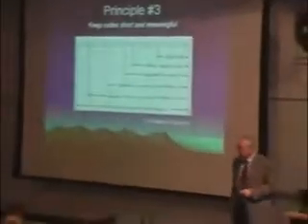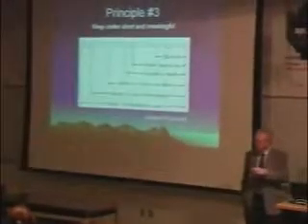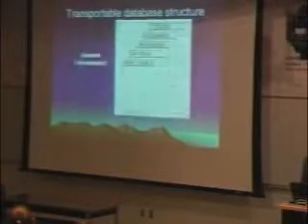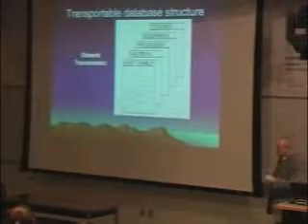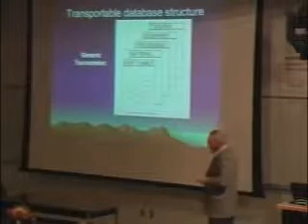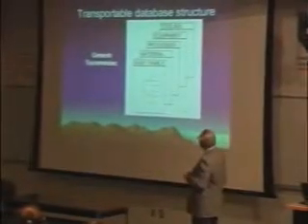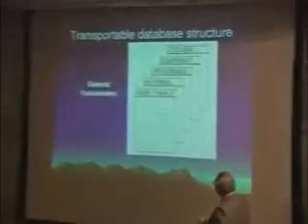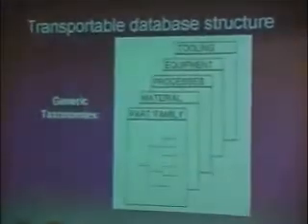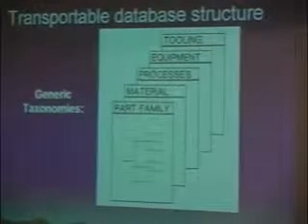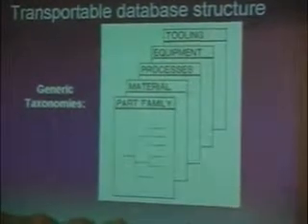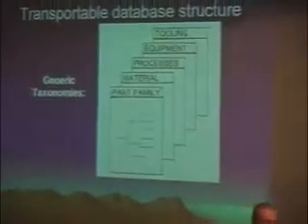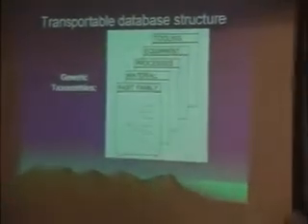So try to keep your code short because they're easier to process and you don't make so many mistakes and so forth. Now we designed, as we got into this, what we call the transportable database structure. We were trying to build generic taxonomies for families, materials, process, equipment, tooling, so that companies could quickly adapt these to their own situation rather than reinventing from ground zero every time. So we put a lot of effort into that one.